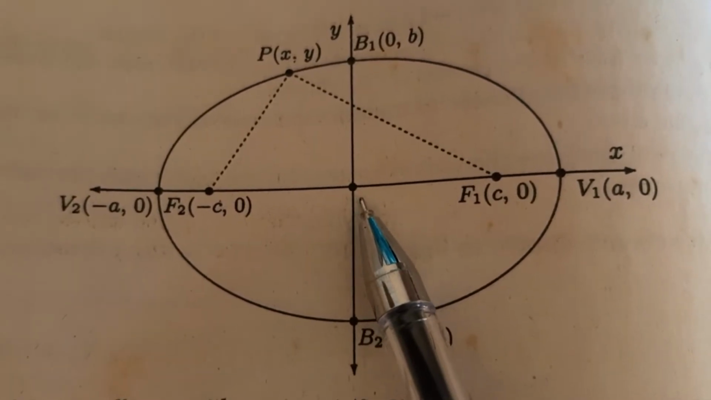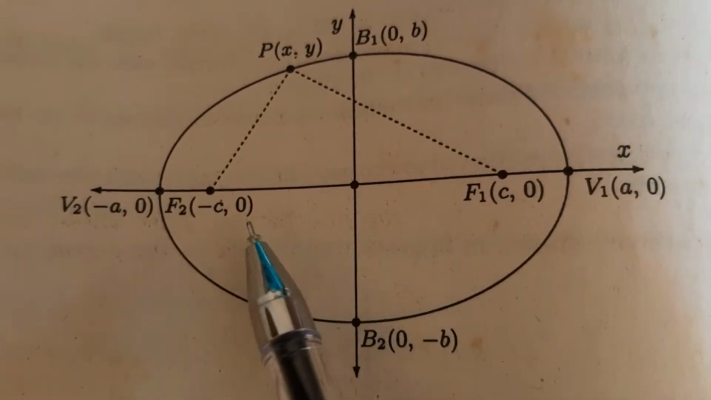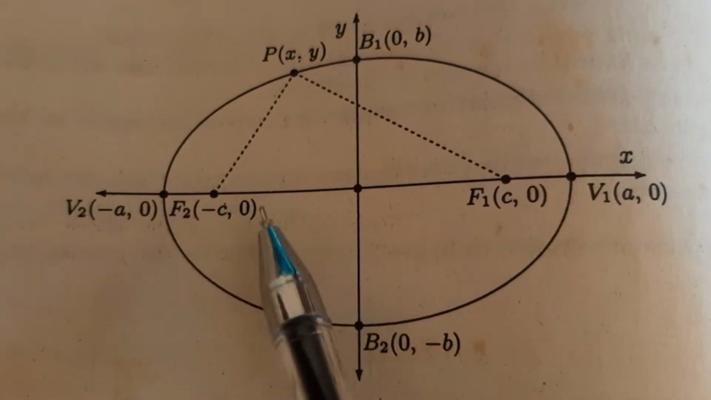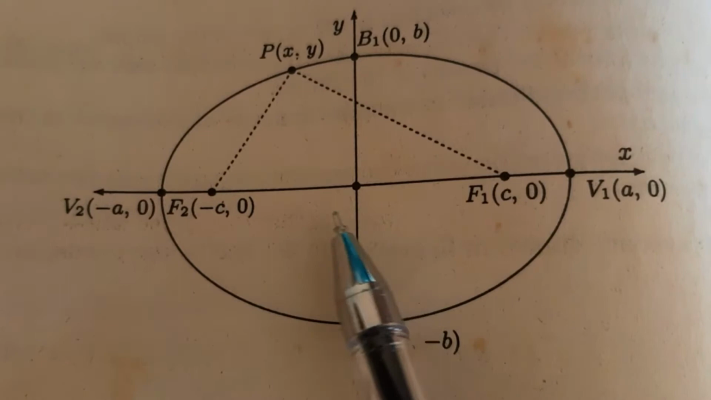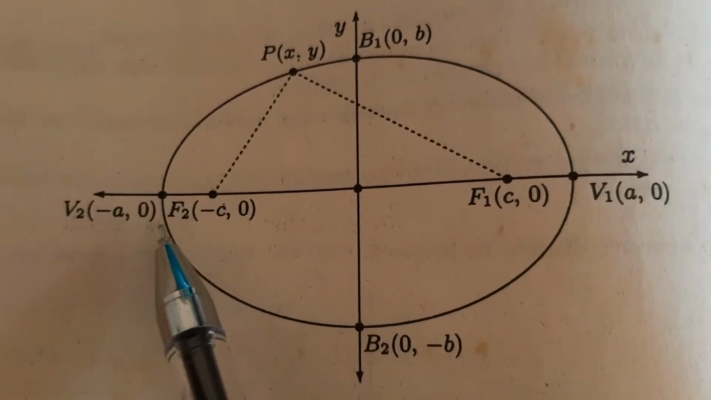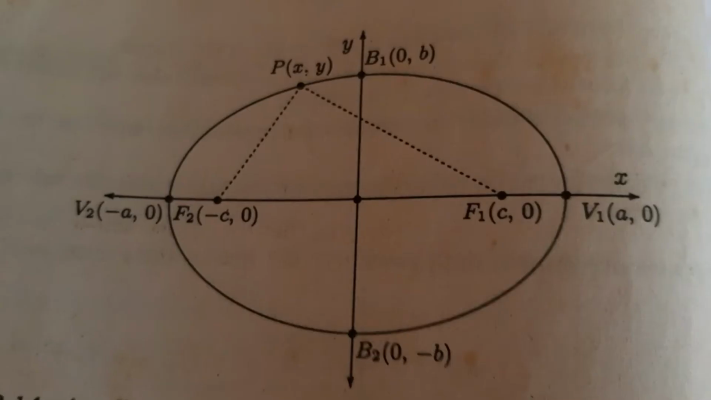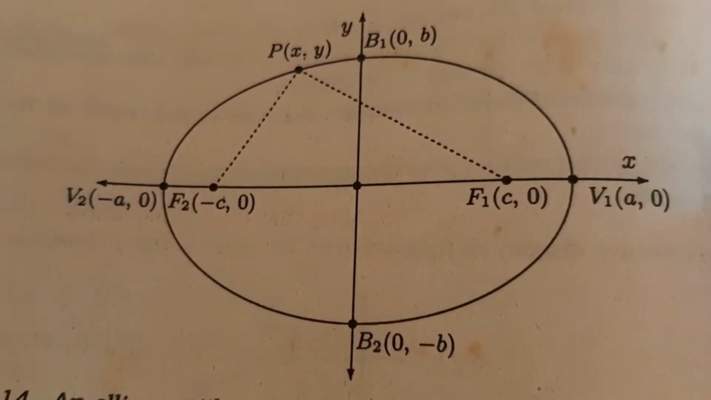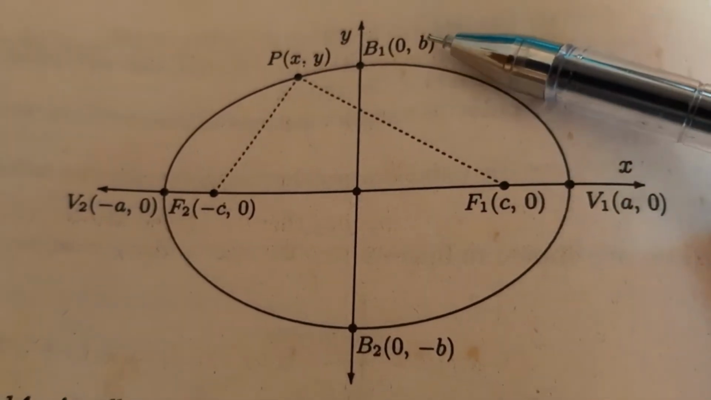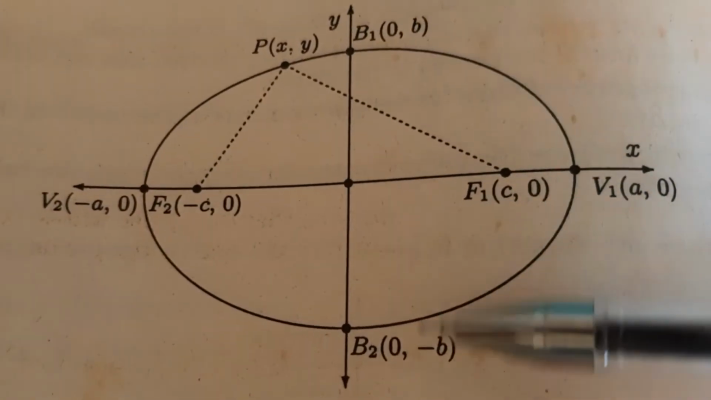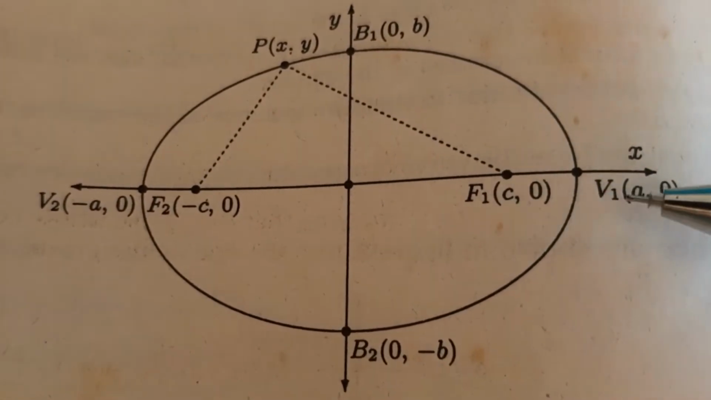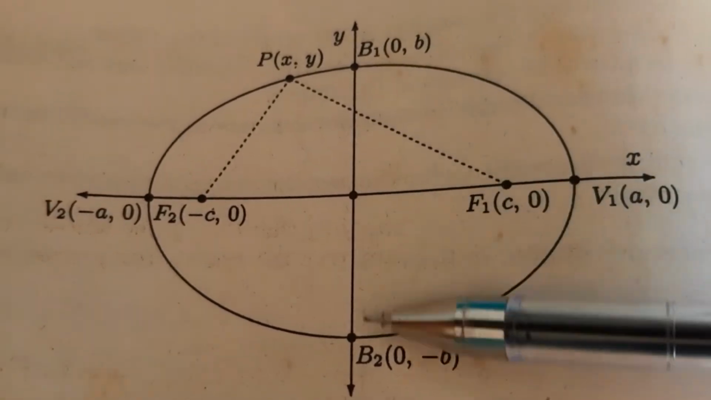This is the midpoint between the foci, the focus 1 and focus 2, and also the midpoint between the vertices. And also the midpoint between the intercepts. So this will be your intercept, focus, vertices, and the minor axis.